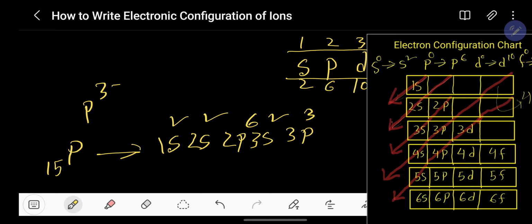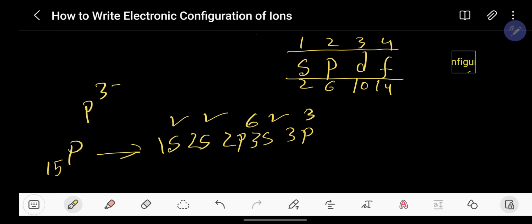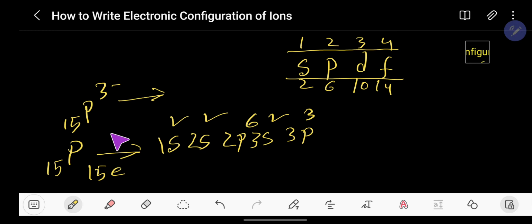Okay, let me minimize this so that we can have more space. So now we need to write the electron configuration of this ion. Look, this phosphorus atom has 15 electrons and 15 protons. But since there is a negative charge here, it will have 3 electrons more, that is 15 plus 3 for this negative charge, 18 electrons. So this phosphide has 18 electrons. 15 protons neutralize 15 electrons, but you will have 3 more electrons. This is the sign, right?